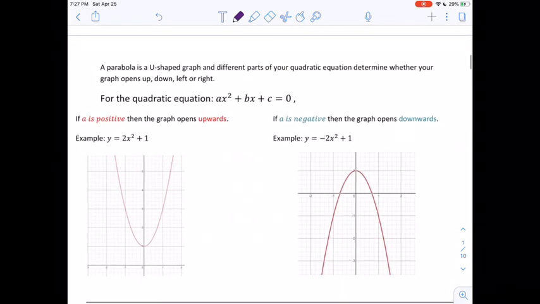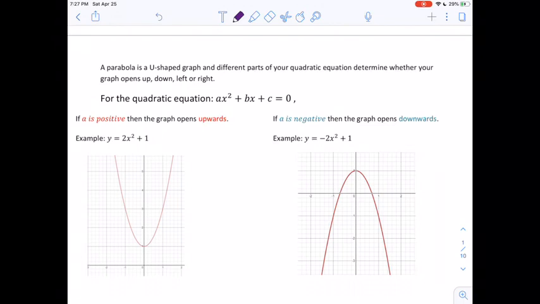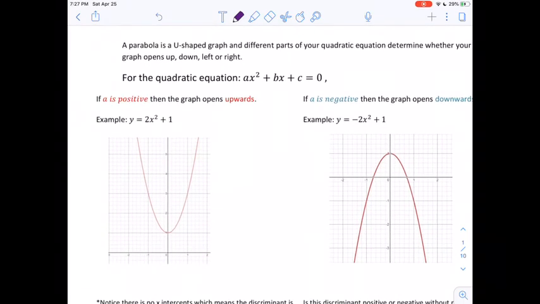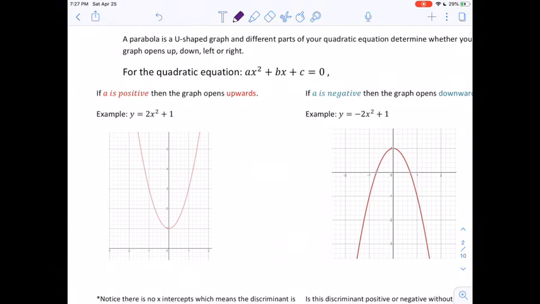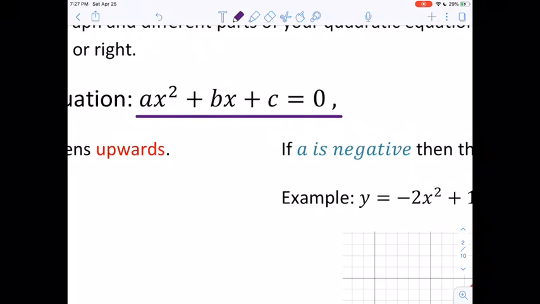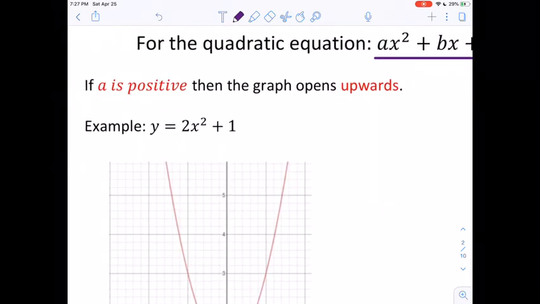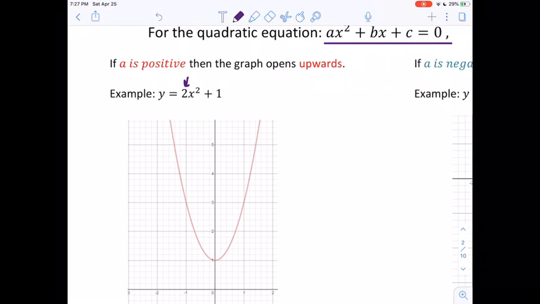Okay, like I said, a parabola is a U-shaped graph, and different parts of your quadratic equation determine whether your graph opens up or down, or if it's going left or right. Okay, so for the quadratic equation in standard form, so right here I have ax squared plus bx plus c equals 0. If a is positive, so the number in front of x squared, here's my a. If that is a positive number, your graph, no matter what, is going to point upwards.